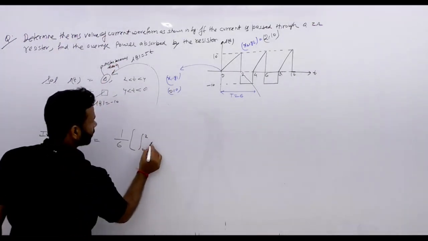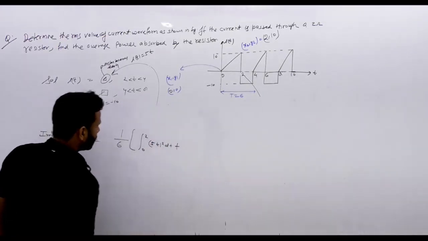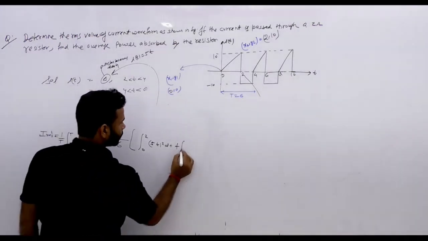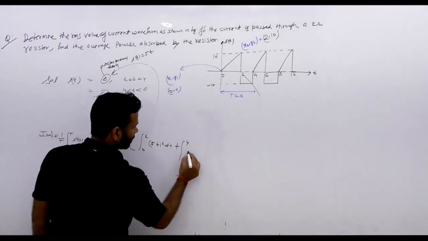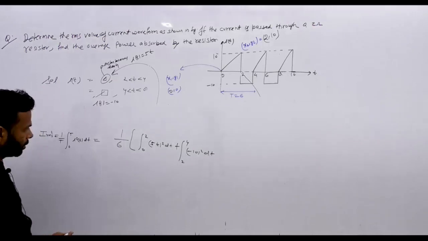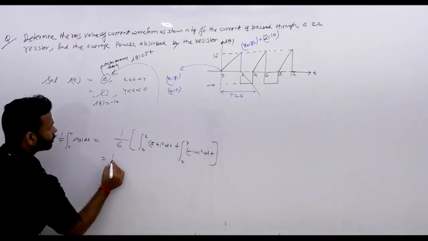It is 5t square into dt. Now for the next time period from 2 to 4, we have the rectangular representation, then it is minus 10 square dt. Now if we go ahead, then the bracket is this. So it is 1 by 6.